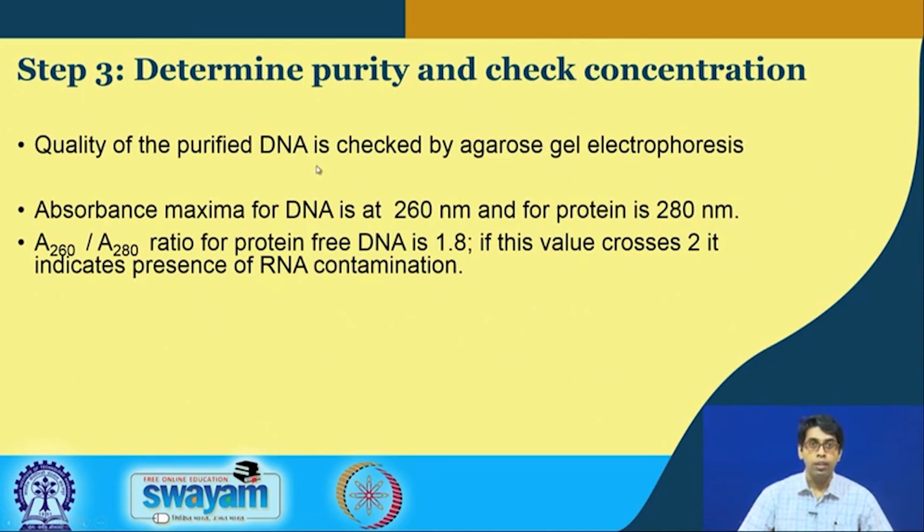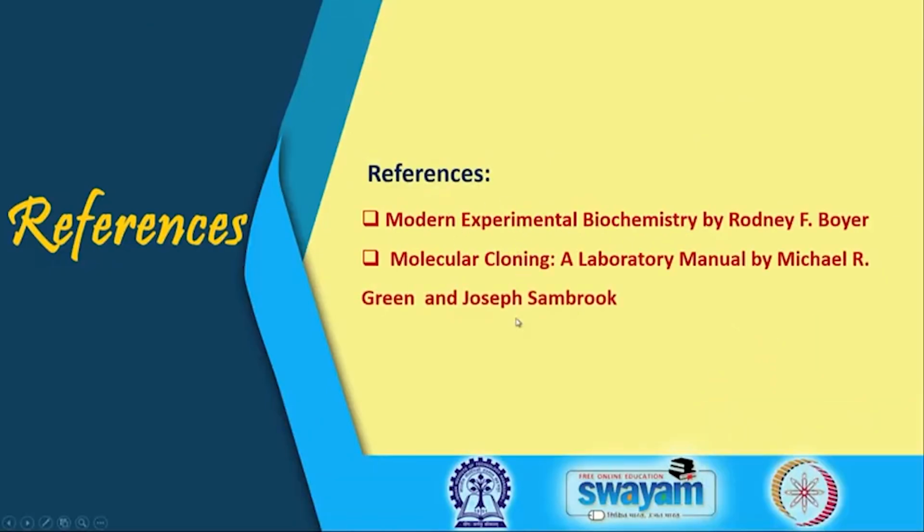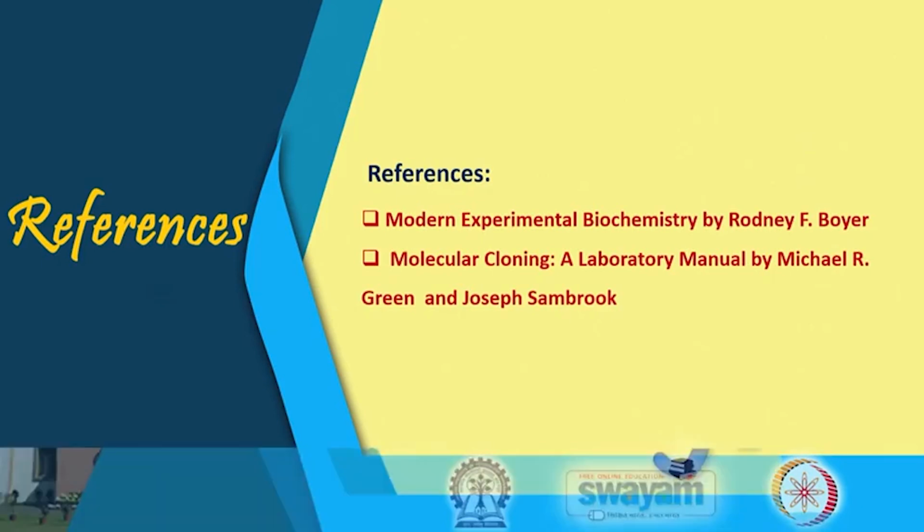So, gel electrophoresis will tell us the purity, and absorbance at 260 nanometer tells us the quantity, and also this ratio tells us that there is not much protein and RNA contamination in our DNA sample. So, again these are the references, and in the next lecture I will go through a specific example of extraction of DNA, plasmid DNA from a bacterial source.